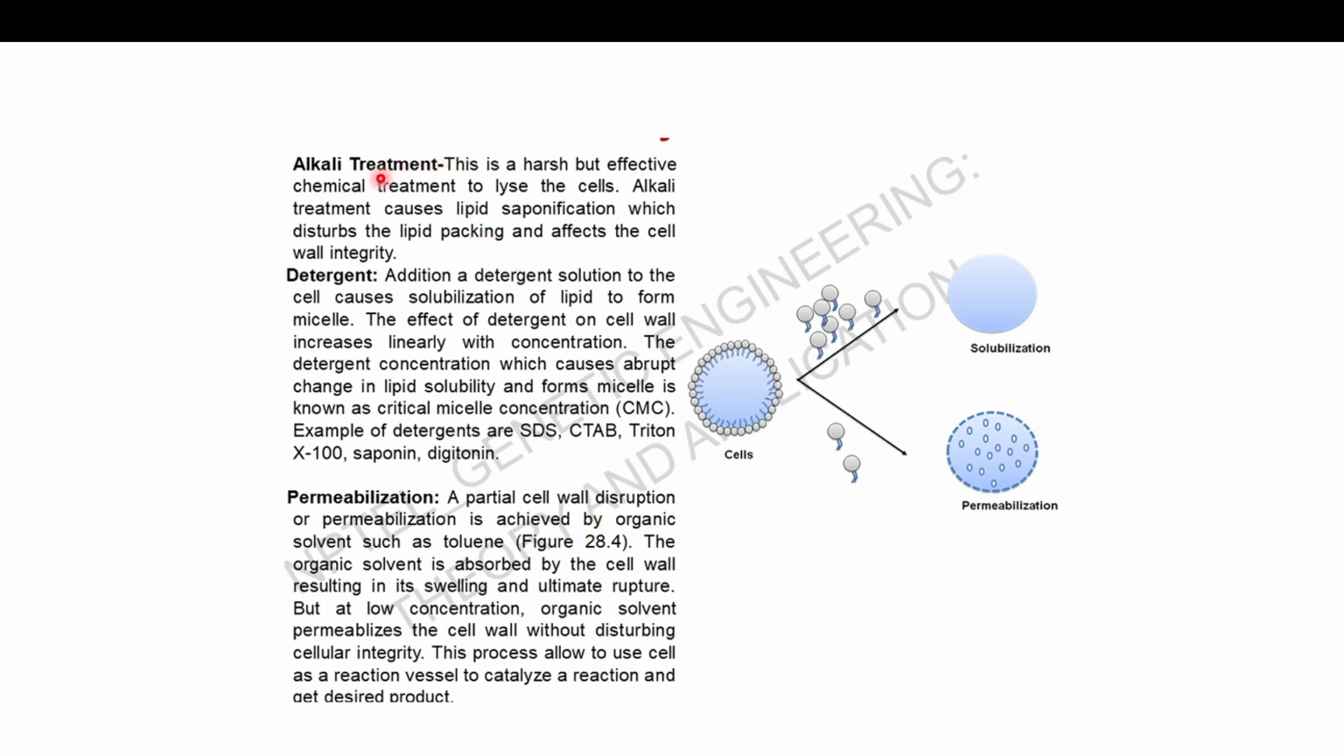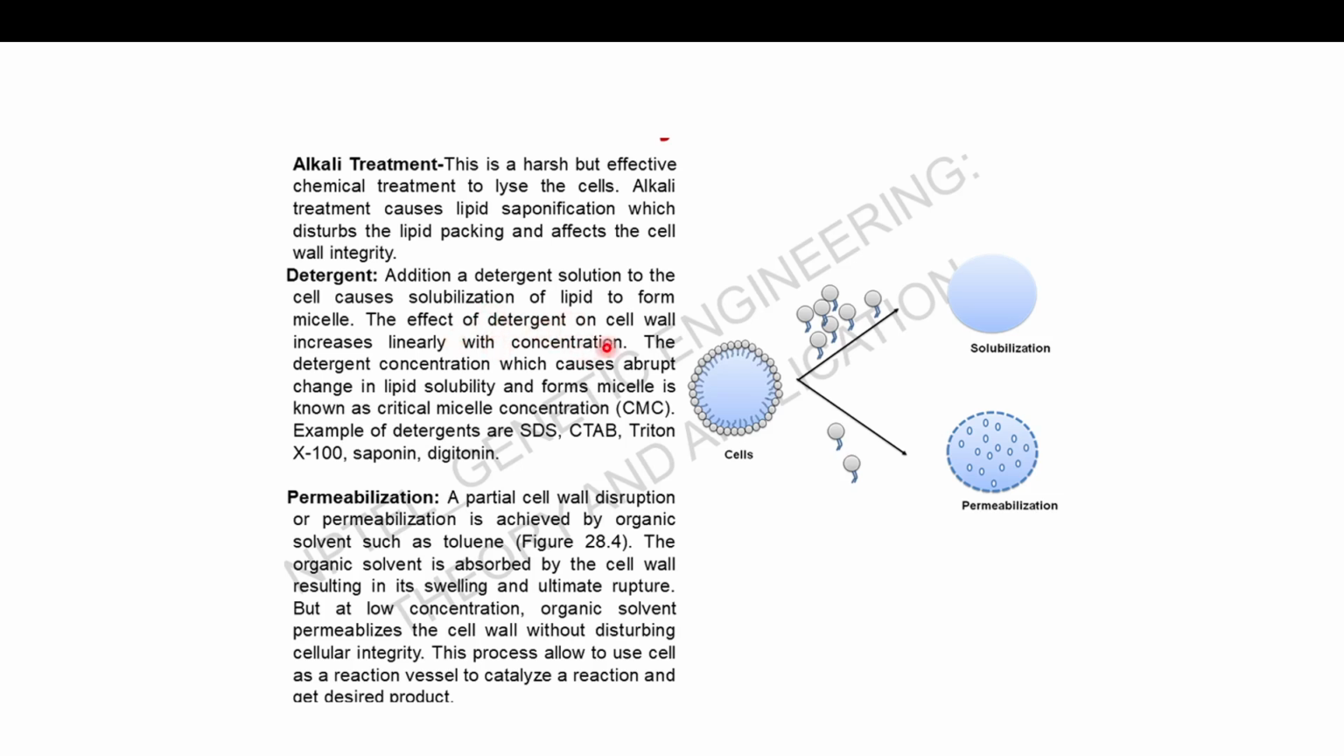Another thing that can disrupt the cells is alkali treatment. This is a harsh cell disruption technique, but it is an effective chemical treatment to break the cells open. When you treat the cells with alkali, it leads to lipid saponification, which disrupts the lipid packing and affects the cell wall integrity. Also, when you treat the cells with a detergent solution, that can solubilize the lipid that mainly constitutes the cell membrane, the plasma membrane.